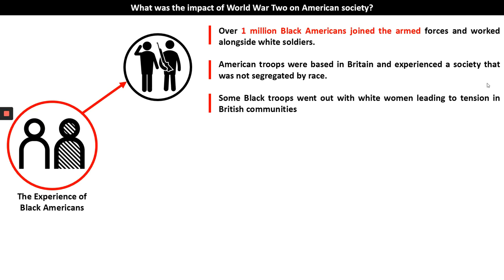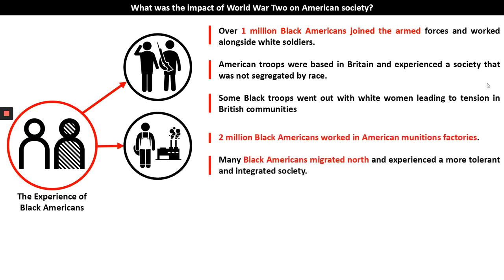They experienced a society where white and Black people could get along, although some Black troops that went out with white women did feel and experience tension in British communities. But Black Americans, particularly in Britain, had a better experience and saw society could work without segregation. Back in America itself, 2 million Black Americans worked in American munitions factories. Many Black Americans migrated from the rural South to the industrial North and did experience generally a more tolerant and integrated society.